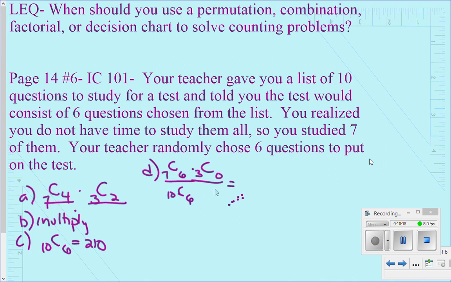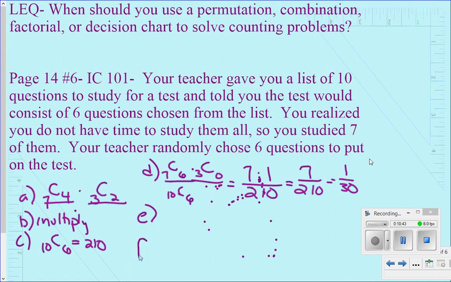So 7C6, I'm going to do that in the calculator. That's 7. And anytime you're choosing 0, there's only one way to do that. So that's 7 times 1 over 210. So that gives me 7 over 210, which simplifies to 1/30. Okay, so I'd like you to pause the video a moment, try E and F using the same approach, and then play to check your answers.